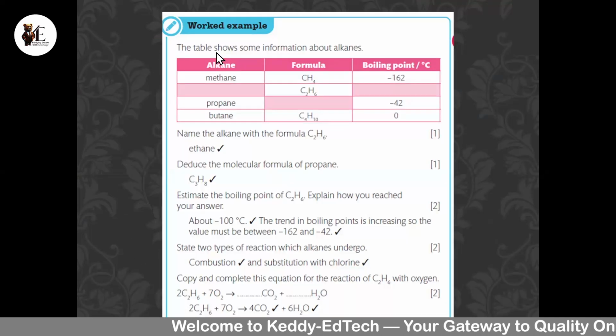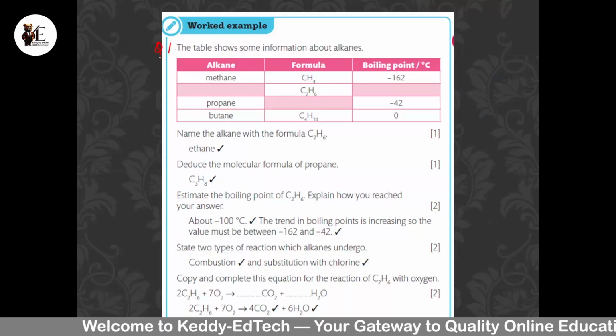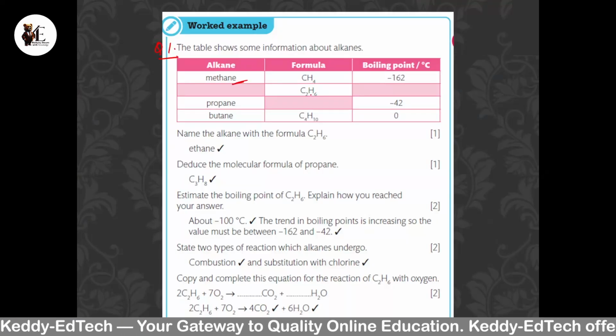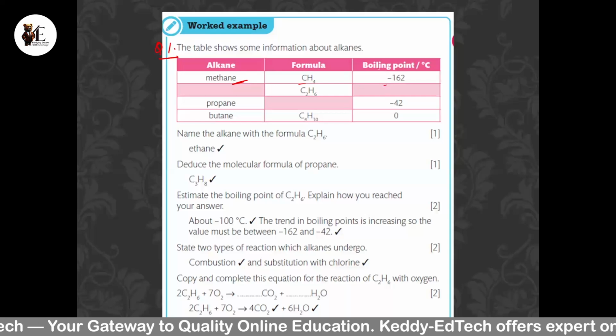So here you can see you have to solve this question, table 1. Question number 1, the table shows some information about alkanes. Methane, its formula is given, its boiling point is, yes.